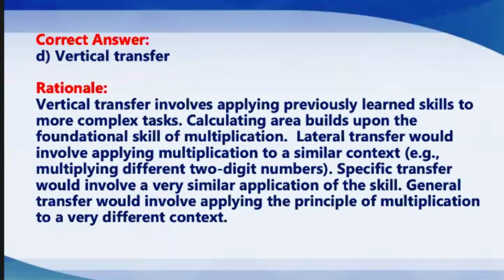Vertical transfer. Vertical transfer involves applying previously learned skills to a more complex task. So calculating the area builds upon the foundational skill of multiplication. Lateral transfer, on the other hand, would involve applying multiplication to a similar context, like multiplying different two-digit numbers. A specific transfer would involve a very similar application of the skill, and general transfer would involve applying the principle of multiplication to a very different context.